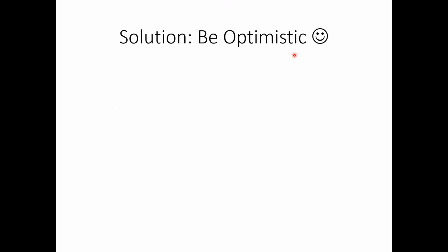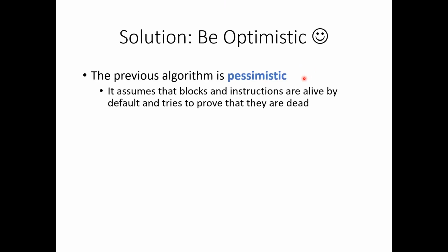What do I mean by that? We learn a lot of nice life lessons when we take compilers, right? One of them is about the importance of optimism. The other one is separation of concern. Okay, so the previous algorithm that I presented is pessimistic. Why is it pessimistic? It's pessimistic because it assumes that all the blocks and the instructions are alive and then tries to prove that they are dead. It assumes the block is alive, but it tries to find if it has an incoming edge.